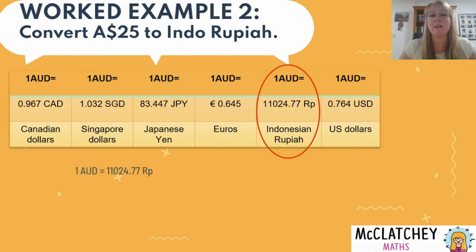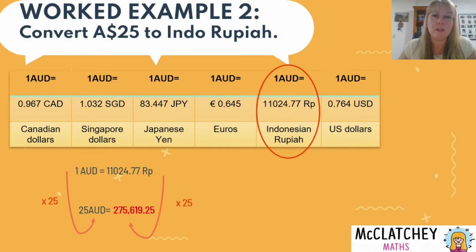So firstly, we're going to write down our conversion, and to get from 1 Australian dollar to 25 Australian dollars, we're going to multiply by 25. To get from 11,000 to the destination rupiah, well, it's the exact same process. We're going to multiply that by 25 as well. And we're going to end up with 275,619.25 rupiah.